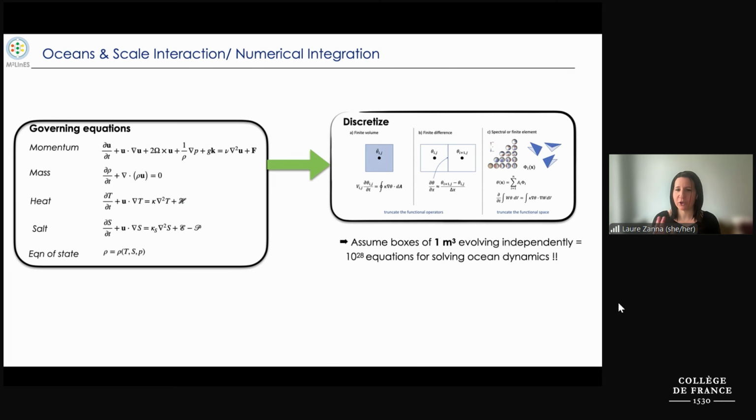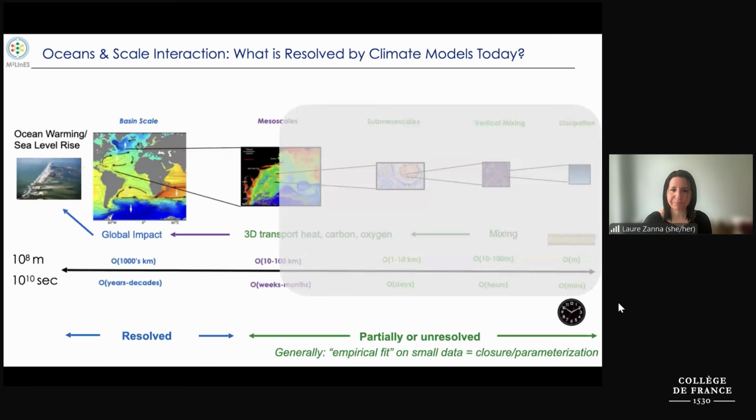So just to give you a number, so you get an idea. If I were to assume that every box is about 1 meter, so the size of one grid box is 1 meter cubed, so 1 meter by 1 meter by 1 meter, and let's assume that every box in the ocean evolves independently from one another, you'll end up with 10 to the 28 equations just solving for the ocean dynamics, right? Without thinking about the other components. So it's completely an intractable problem if I want to understand how mixing will influence the large-scale ocean circulation.